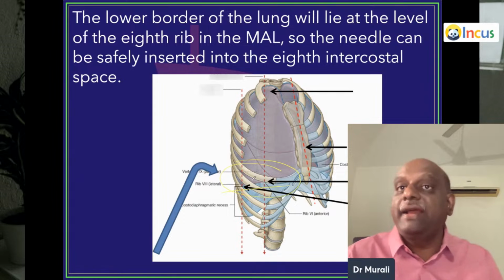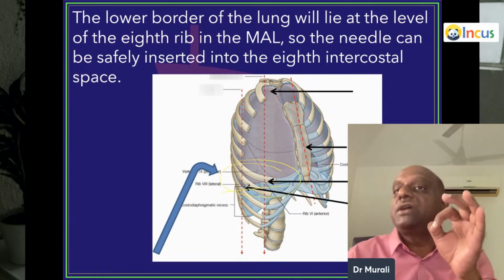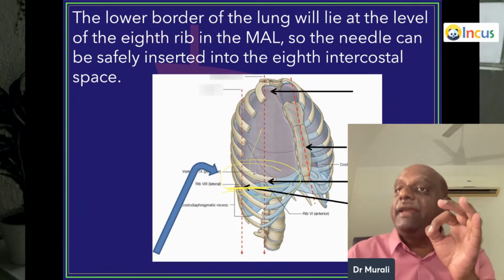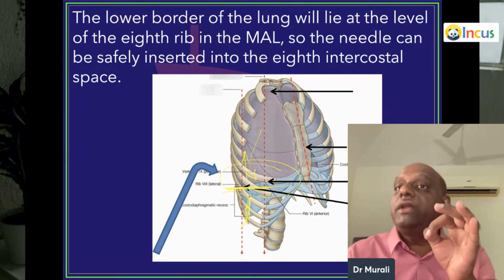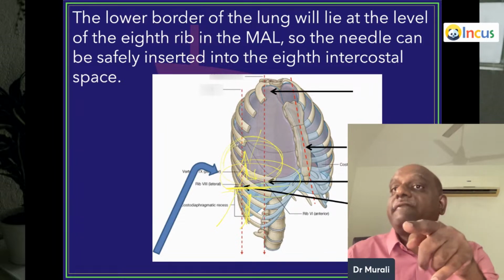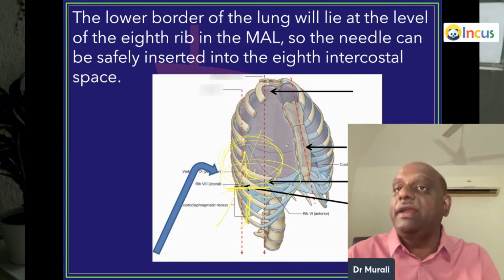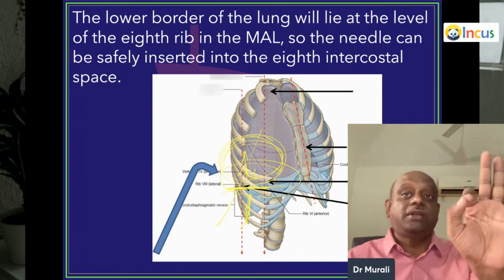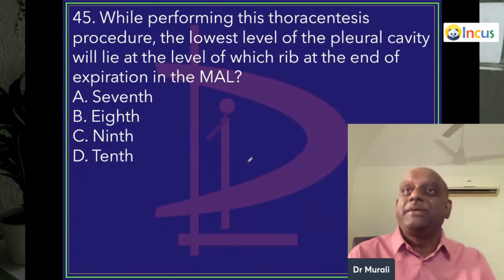In the mid-axillary line, 8th intercostal space is the point where the lung is ending and you have the pleura. Anything above that, if you put the needle into the intercostal space, then you are definitely sure to injure the lung very much, is what you need to remember.